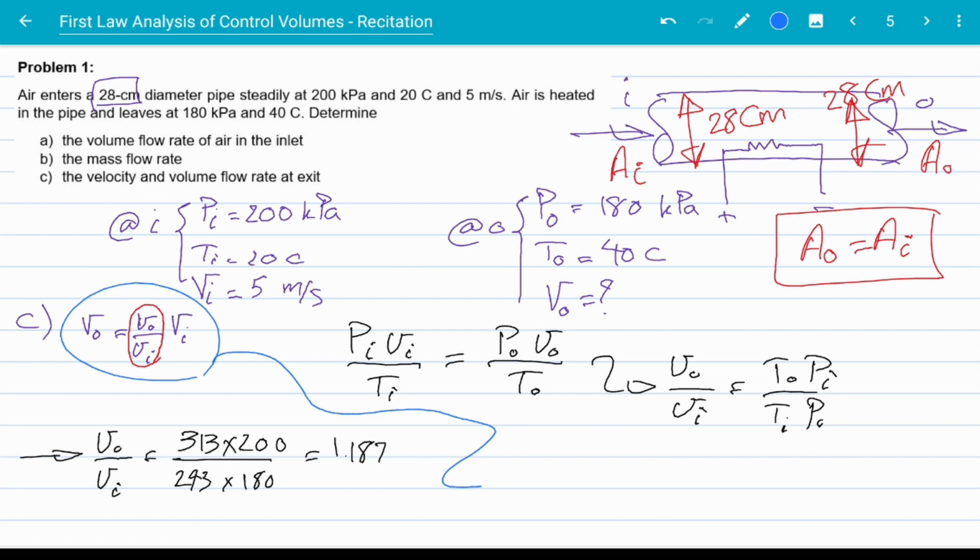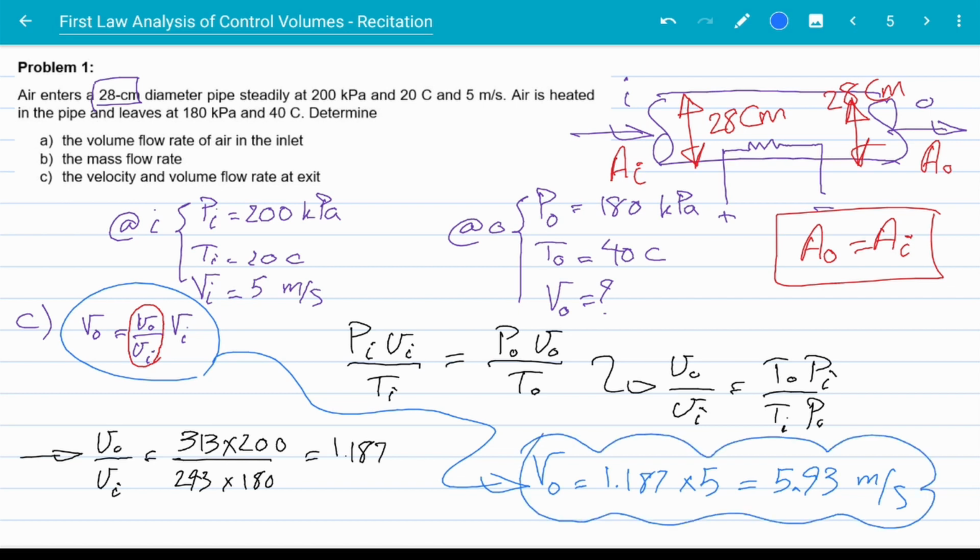So I want to plug it here and say the velocity at the exit is 1.187 times the velocity at the inlet, which is 5. This gives you 5.93 meters per second. So we found the velocity at the outlet.